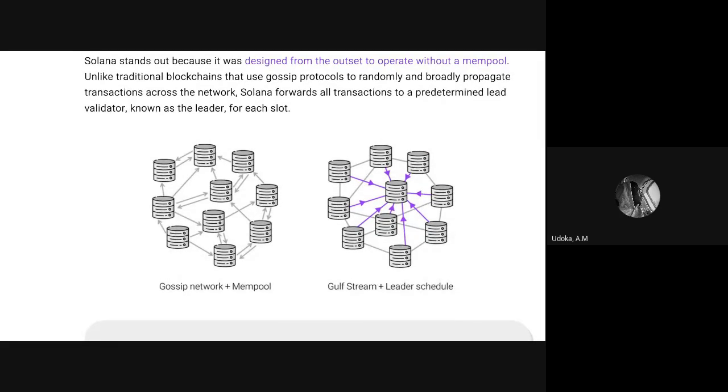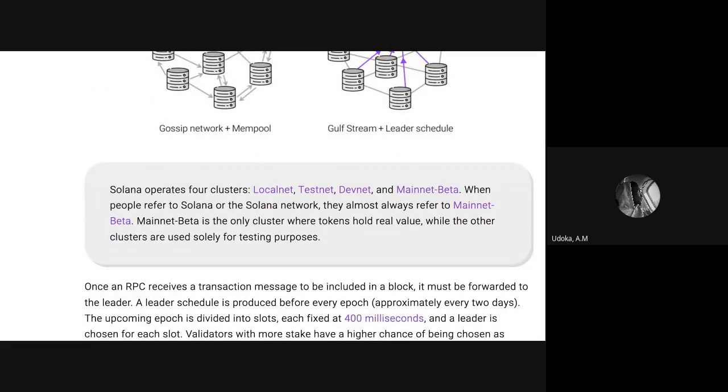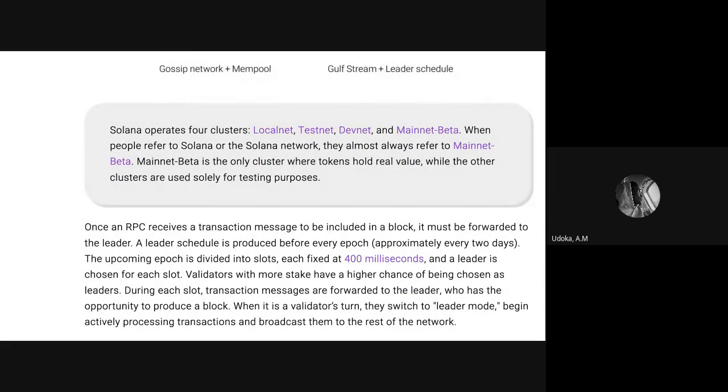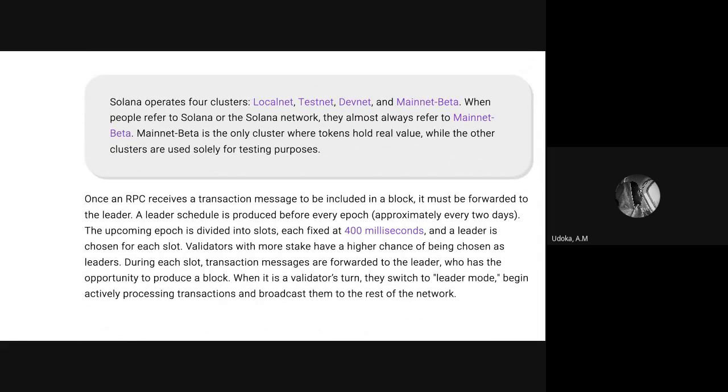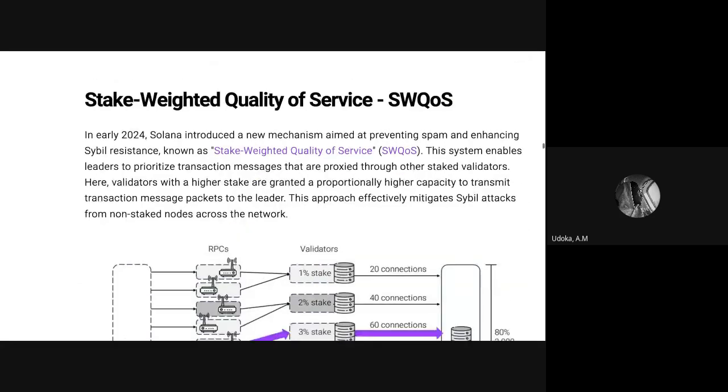So there is a leader. There's a Gulf Stream leader schedule that nodes pass information to, and the leader then disseminates this particular instruction to available validators. Now, don't forget, validators and RPCs are both nodes. So don't get it mixed up. So RPCs take information to the Gulf Stream, and it gets to the leader, which disseminates it to the validators.